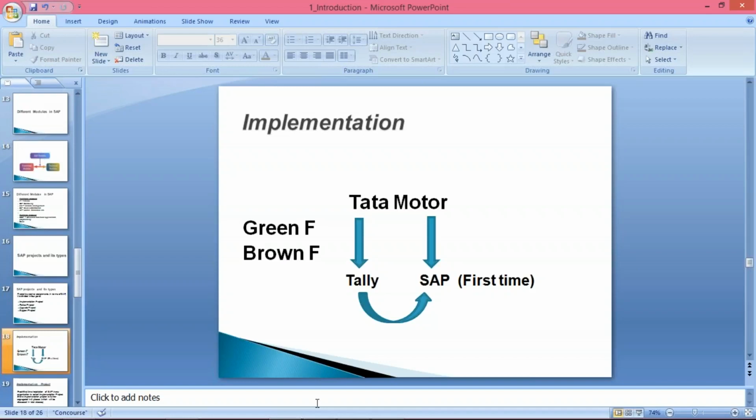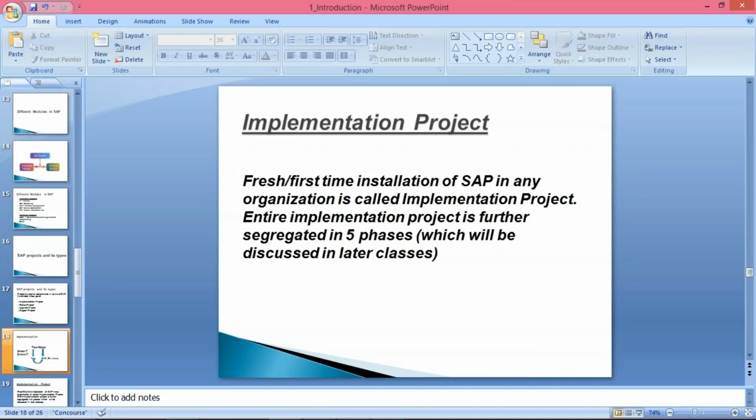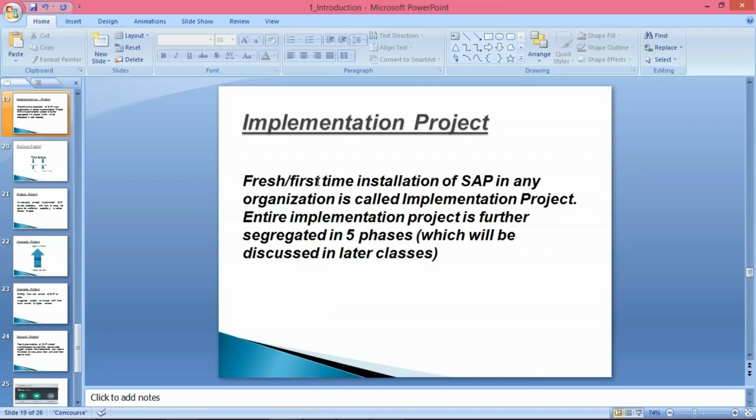Don't worry, because the practical session has not started yet. First of all, certain theoretical topics are there. Once they are finished, then only the practical session will be started. So this is all about the implementation project. First-time installation in any organization is called an implementation project. That's what I have specified in the definition here: fresh or first-time installation of SAP in any organization is called an implementation project.